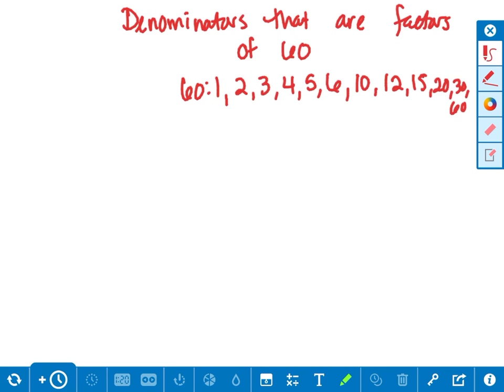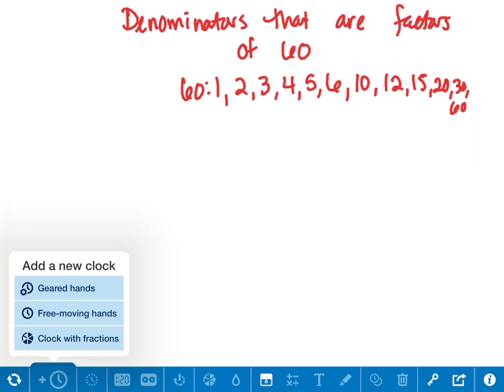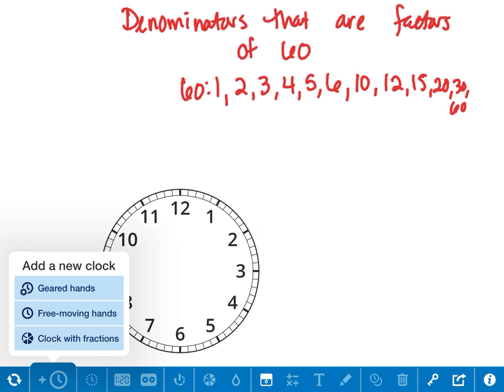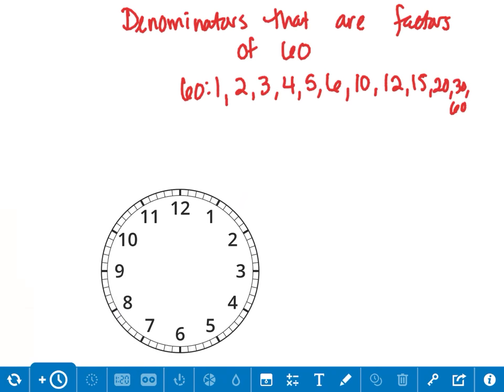If I can't remember all of them, I can look here at my clock. So when I click my clock fractions, it asks me, how many parts do you want to split it? All of these right here are factors of 60. Okay, so let's do our problem first. We're going to do an addition and then we'll do subtraction.